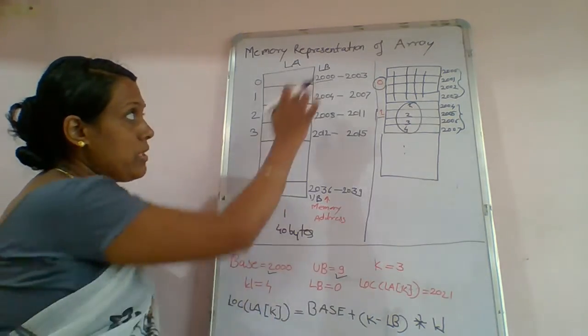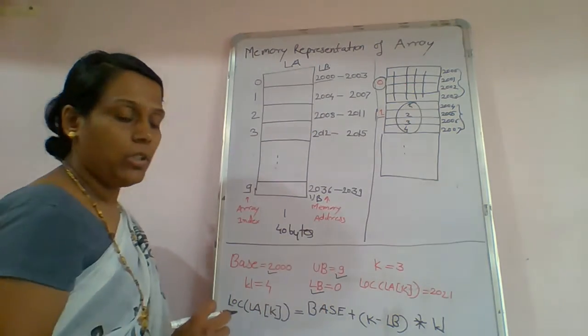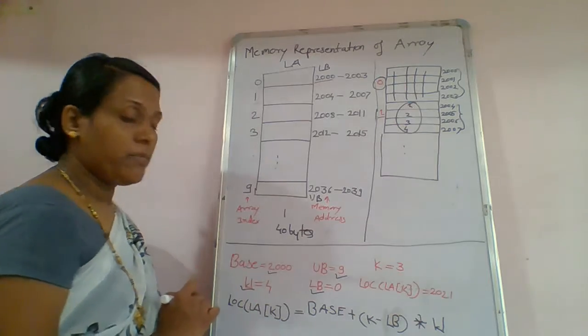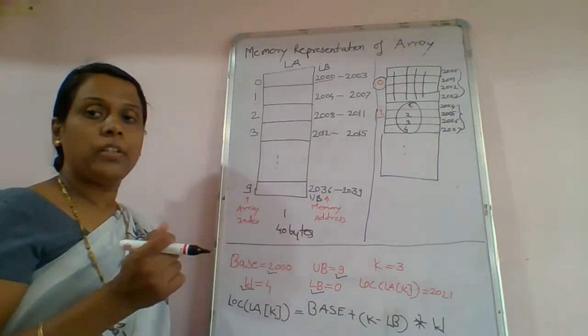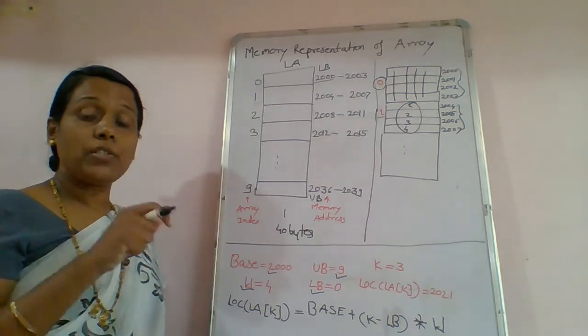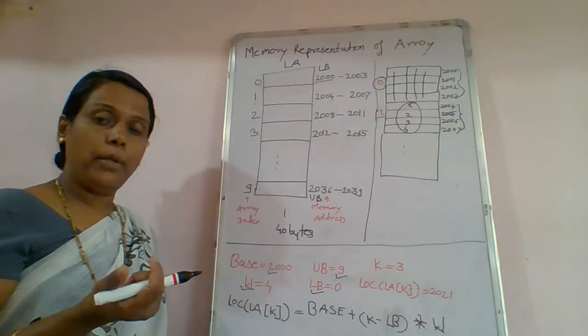Lower bound. What is the lower bound? It is the starting point of the array. It is called a lower bound. Now next one is the W. It is the width. Width, as I told, depends on which type of data you are going to store in an array. It is that particular width.